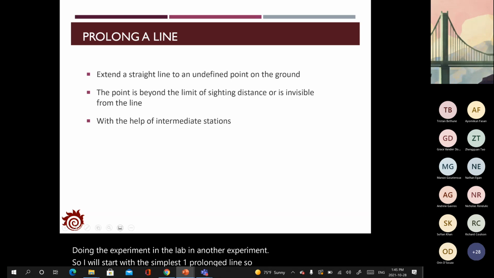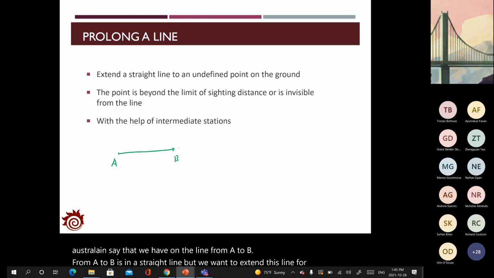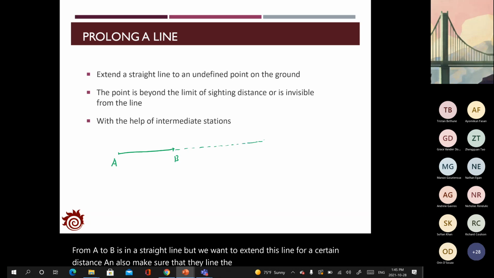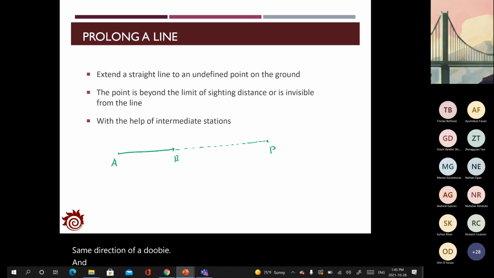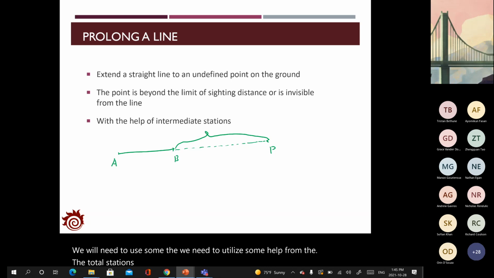So here we will have a straight line. Say that we have the line from A to B. From A to B is a straight line, but we want to extend this line for a certain distance, and also make sure that the extended line is along the same direction of A to B. And with that, we will need to utilize some help from the total stations or from the transit level to identify the directions of the line A to B.